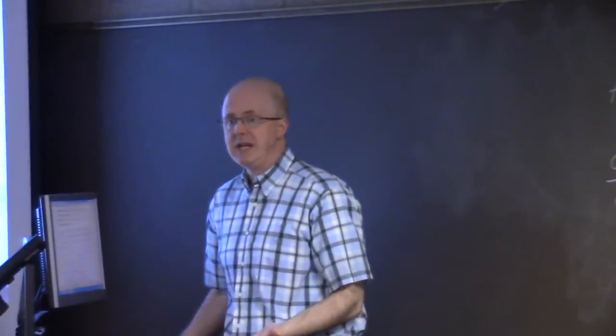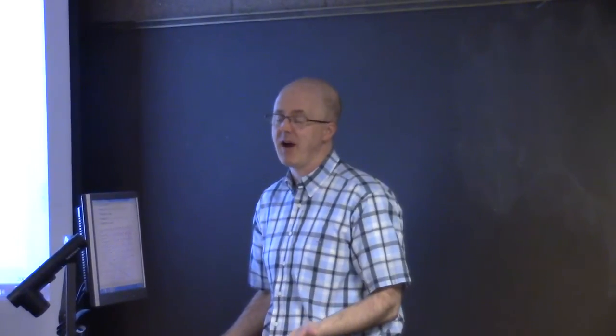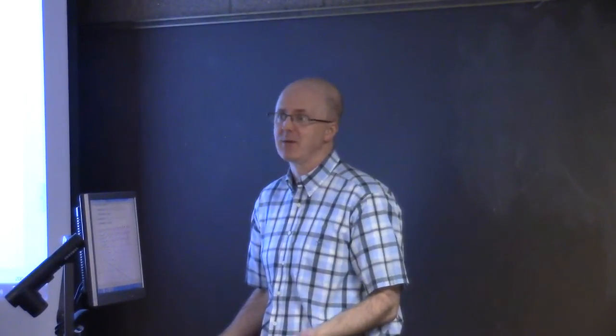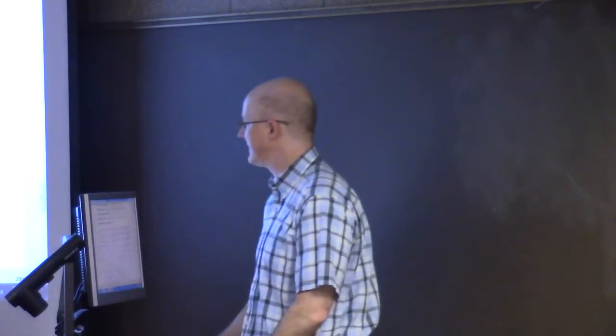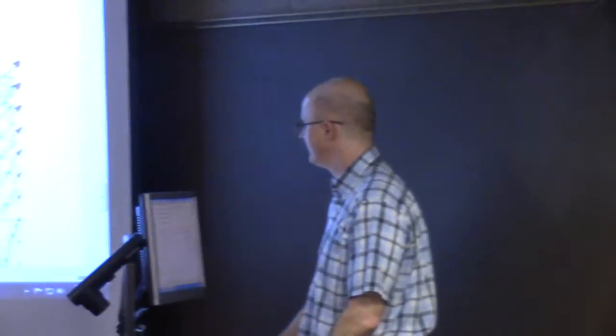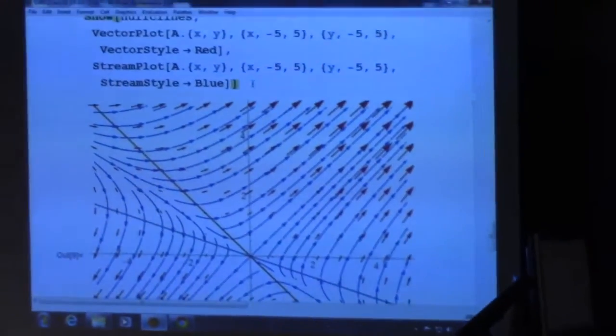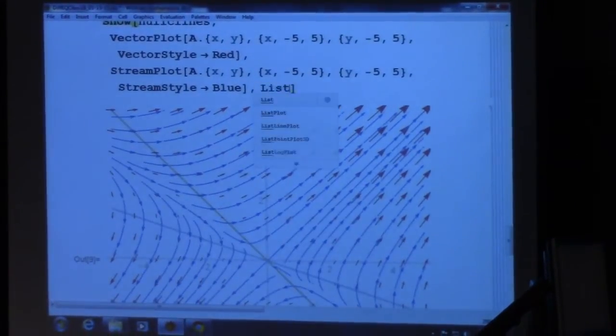You really should put equilibrium points in your pictures with big dots to emphasize where they are because they're really important. Equilibrium points are really important, okay? So don't just leave your picture like this, add a big dot at the origin. You can do that either with Graphics and Point or with ListPlot.